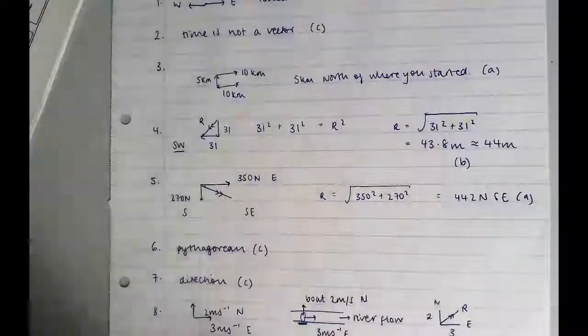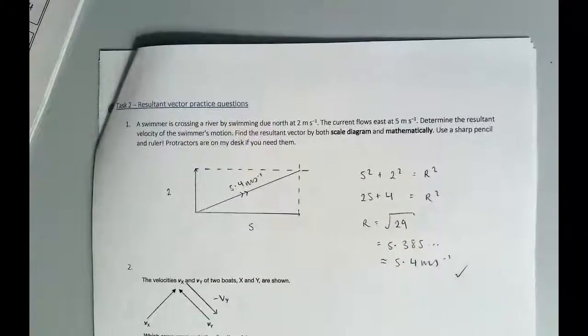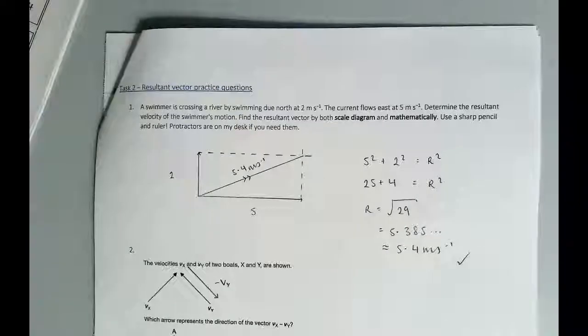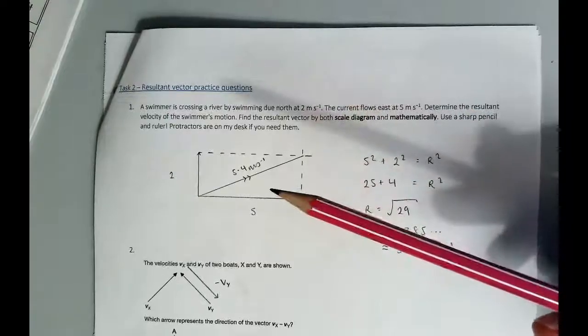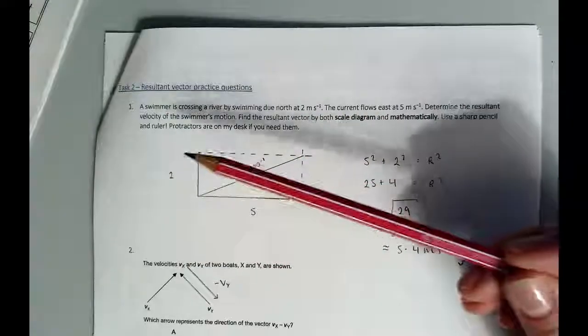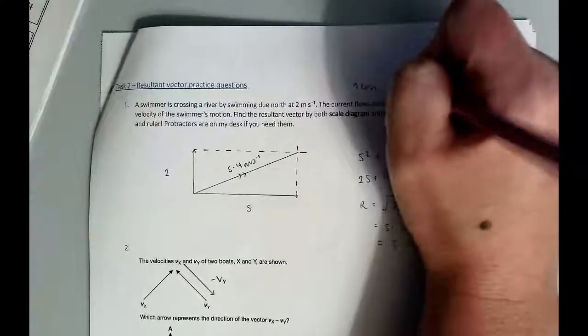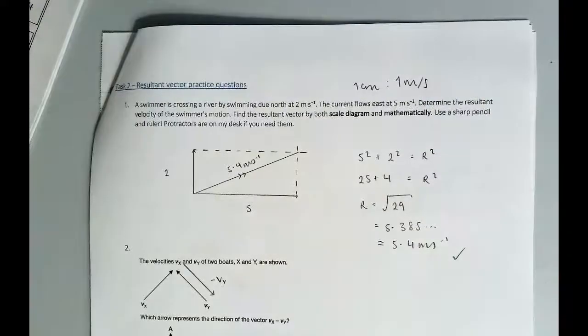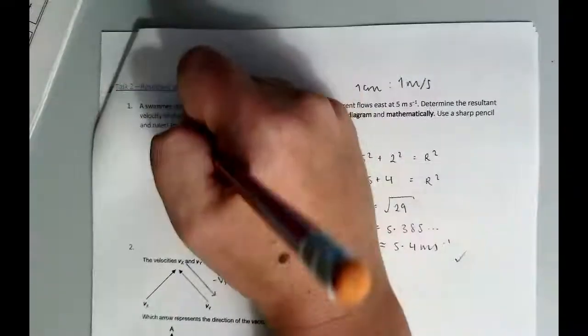So question 2 asks you to draw a scale diagram and then mathematically prove the resultant in this case. You've got a swimmer crossing a river, swimming due north at 2 meters per second. I did a scale of 1 centimetre for every 1 meter per second, so I've got a 2 centimetre northbound vector.